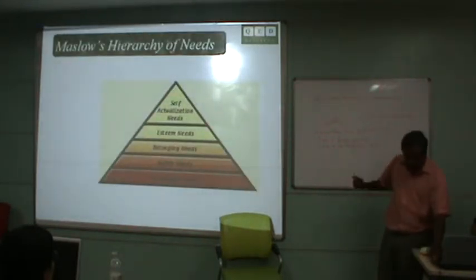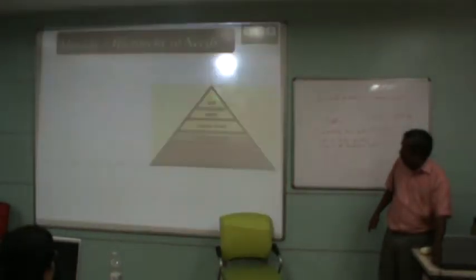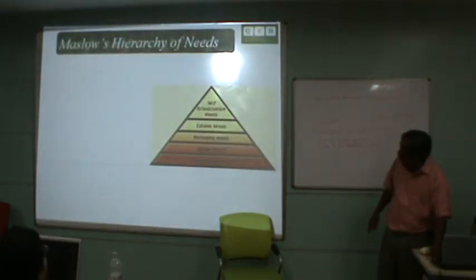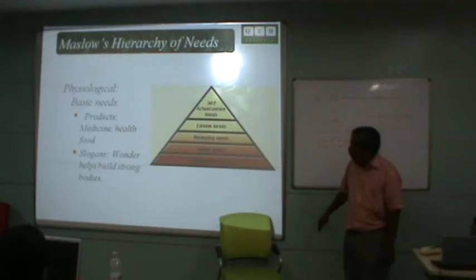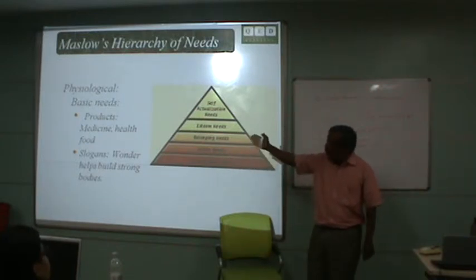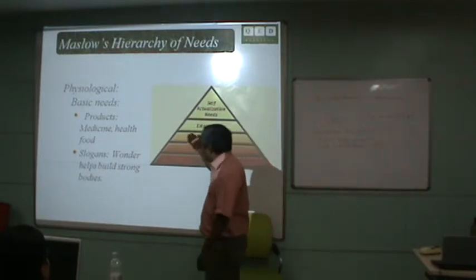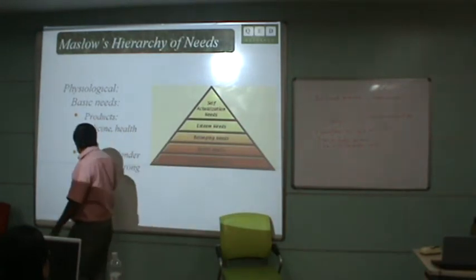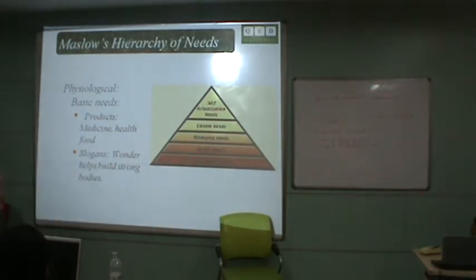Okay. Well, before we get into that, let's revisit Maslow's hierarchy. At the lowest level, we have the physiological needs, which are basic needs. The products we are talking about are medicine, health, food, and typical advertising campaigns talk about how this particular thing gives you strong bodies. Can you mention some of the other products which came under the basic needs?